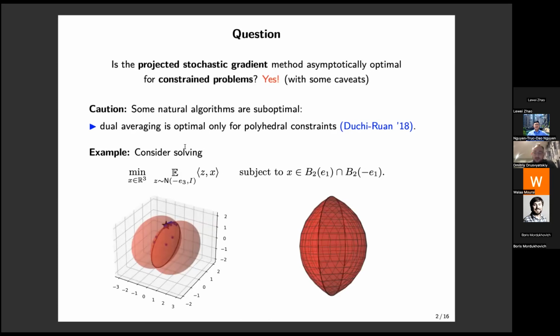Okay, so I want to illustrate this question and the answer with a numerical example, because I think it will become clear where the nuance appears.